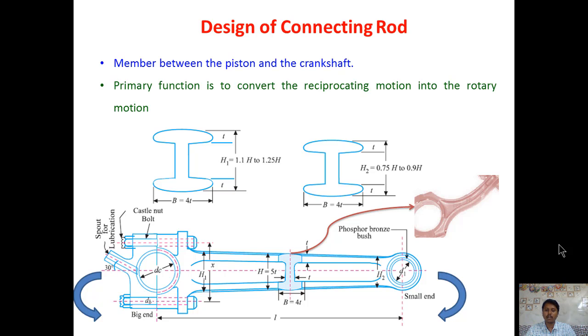Hence, we have to have an appropriate length. If you increase it too much, then buckling may also come into the picture. So, the most preferred ratio of L by R is 4 to 5, or less than 4. This is the most general and preferred ratio. For a very high speed engine, we go for less than 4 or 4 to 5.